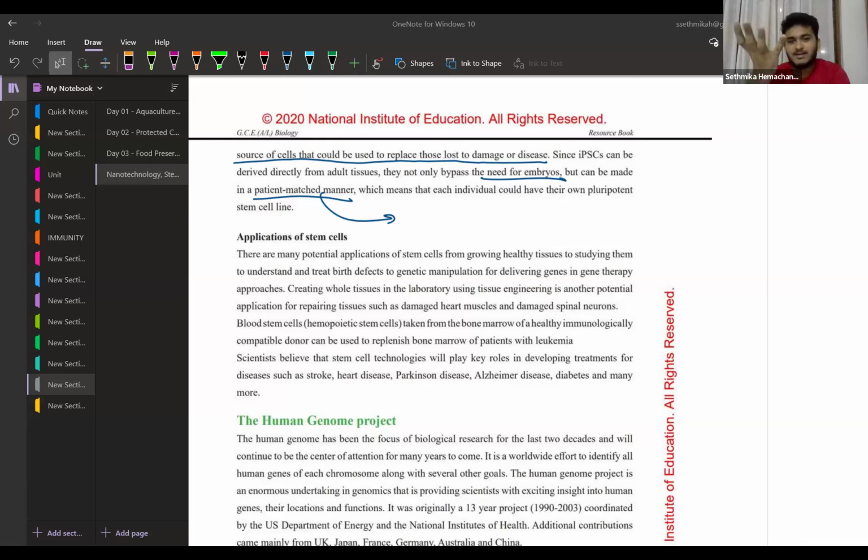Maybe you can grow up and give up your own embryonic stem cells. No problem. It can't be done without damaging the embryo. You are basically taking the cells away from the embryo. You are just taking the cells from the embryo. I think anyway you are damaging the embryo.